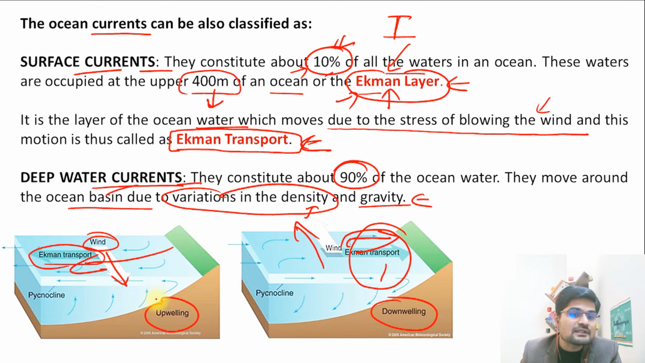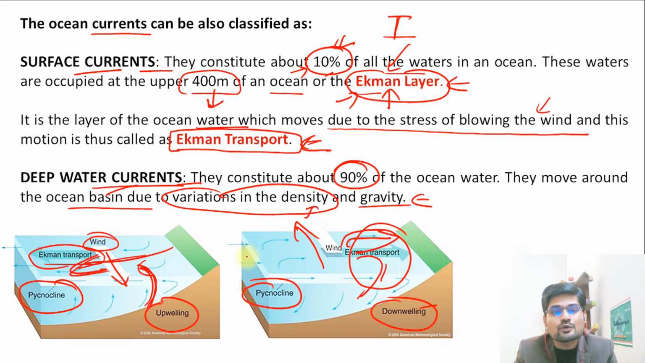Upwelling basically means the water is going upward from the deep. It means cold water is coming to the surface and warm water is being removed. Downwelling means that the water is going down, and that is where you have a change in the pycnocline, that is density as well, right? So remember these points under ocean currents.